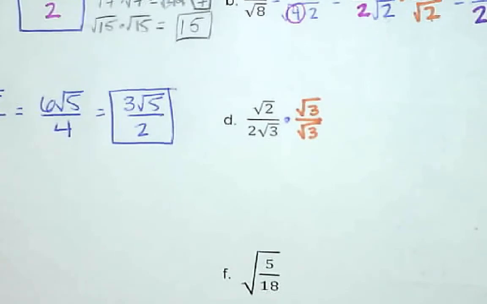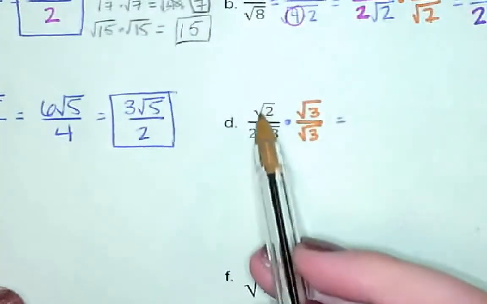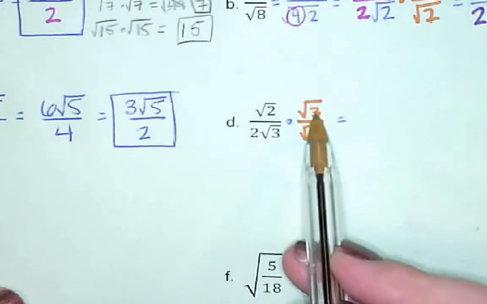So now we just multiply it across. So guys, what's the square root of 2 times the square root of 3? Square root of 6.